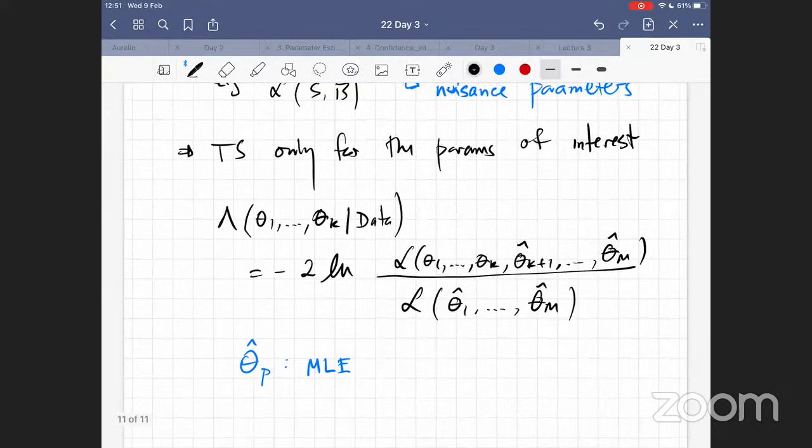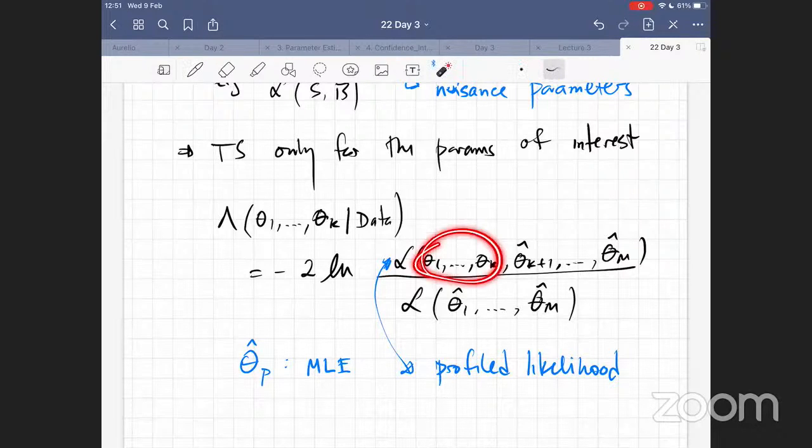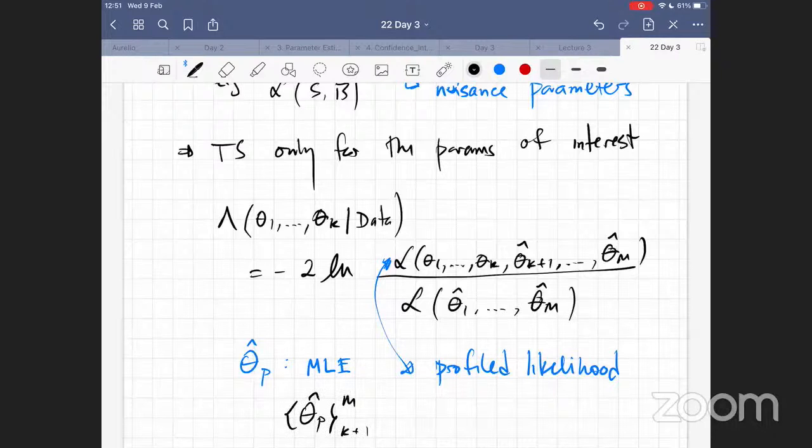So what I was saying is that this expression in the numerator is called the profiled likelihood. And it is profiled over the nuisance parameters. So it is an expression which is only a function of these parameters, because for all these parameters here, which are from k+1 to m, they are a function of the parameters of interest. Is it clear, this part?